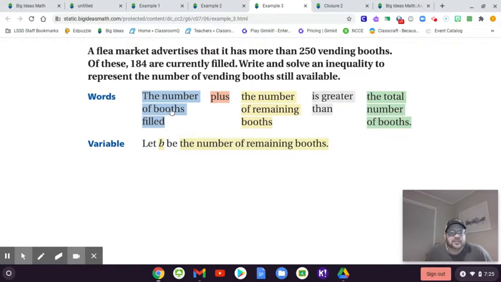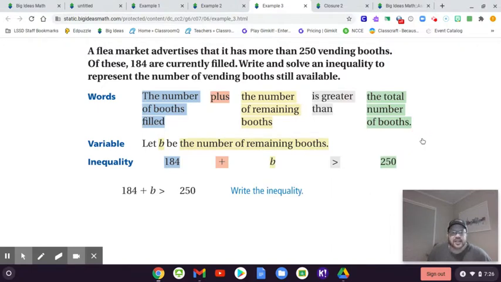So the number of filled booths is 184, plus the number that remains is B, is greater than, will be the greater than sign, and then the total number of booths is 250. So this ends up being our inequality. Now your job is to solve that inequality.